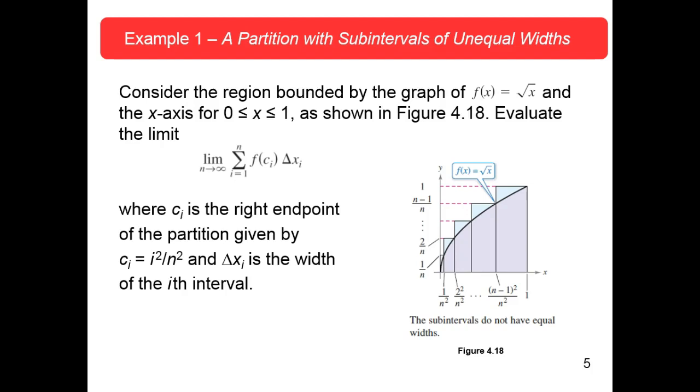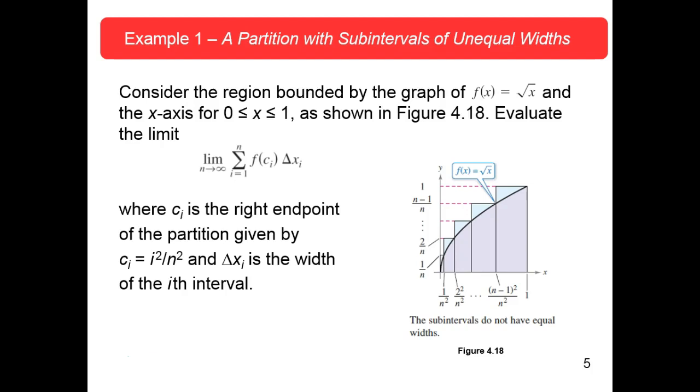Okay? c sub i is going to be the right endpoint of the partition given by, and here, why in the world would you choose this as a partition? Actually, it makes the calculation easier. That's about the only reason. c sub i is equal to i squared divided by n squared. As long as i is between 1 and n, that's always going to be a number between 0 and 1.